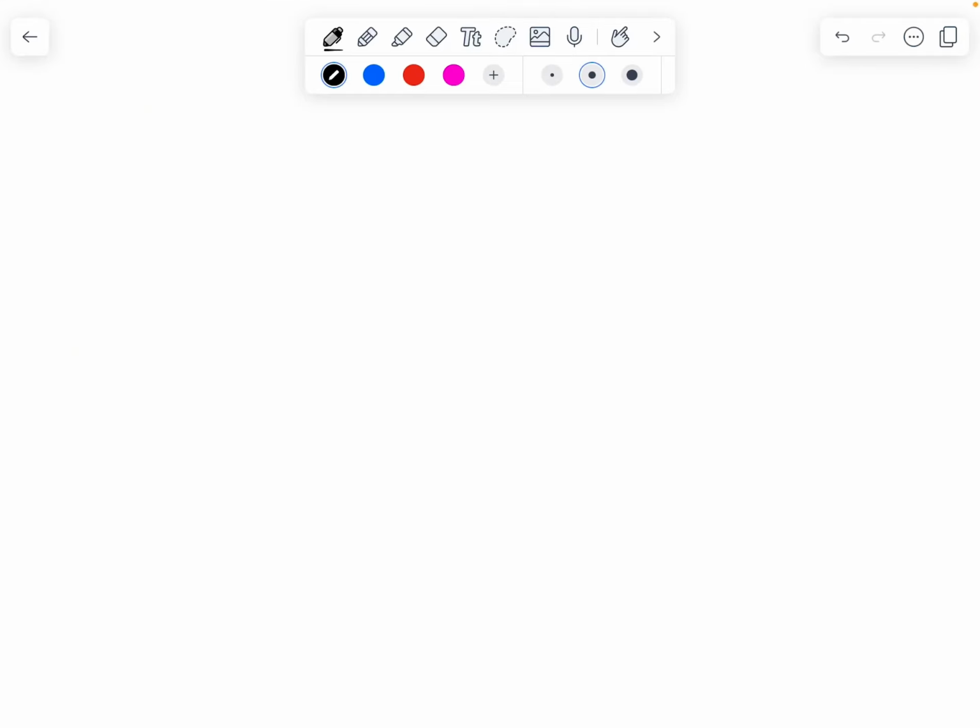Hey guys, here's a real short video on how to solve equations that have a square root symbol in them. So let's start with something easy. The square root of x equals 10.